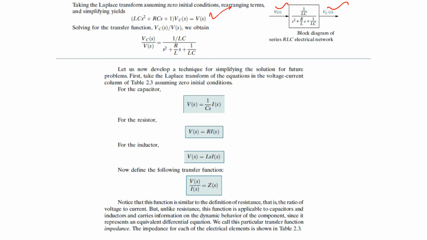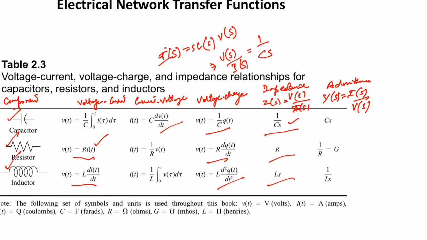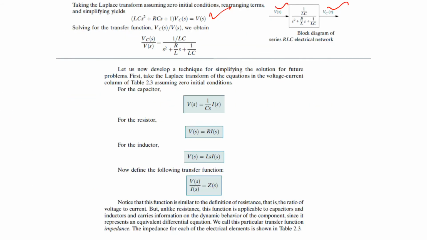So this is the case. We have to write the differential equations and then simplify it and apply the Laplace transform. Instead, we can also use another very simplifying technique for the solution. As we already know from the previous table that we have discussed here, that is impedance and admittance. So we use this table.